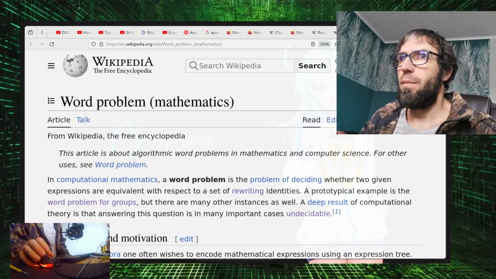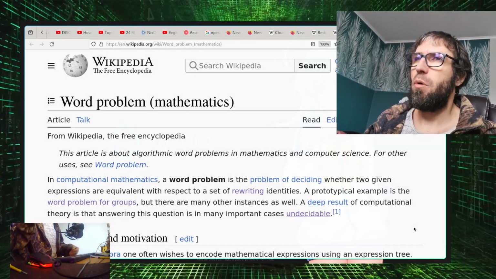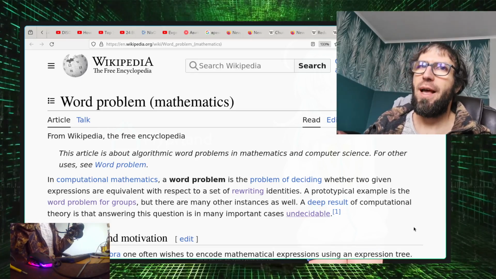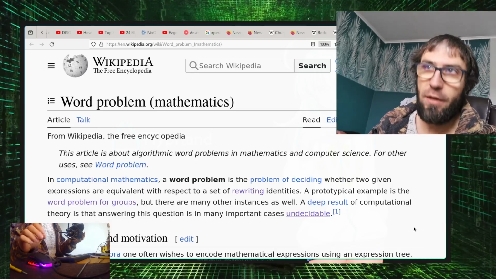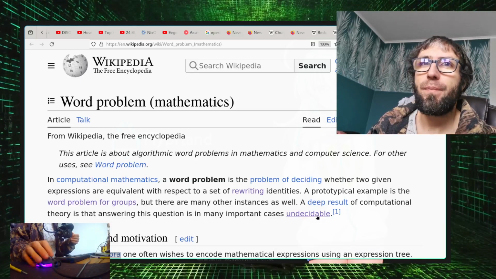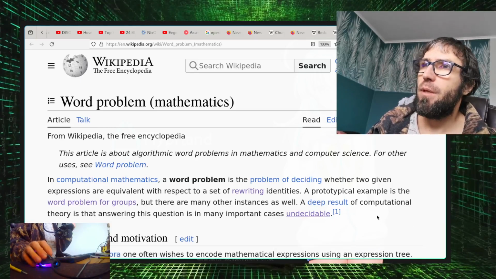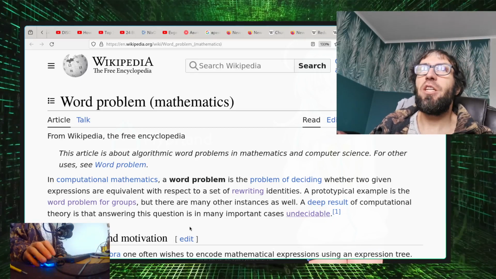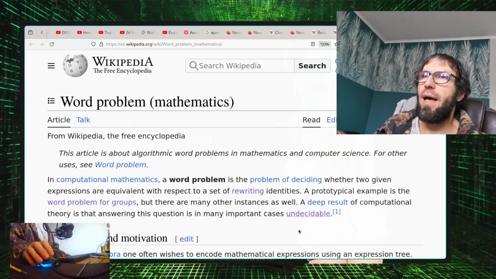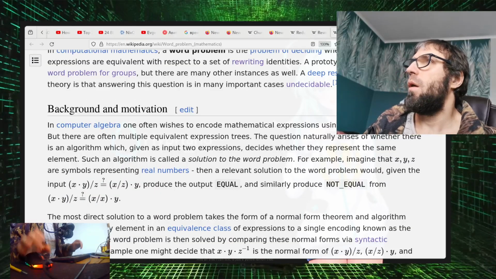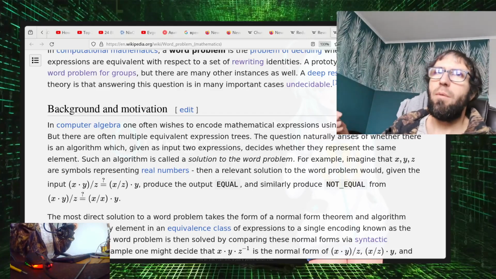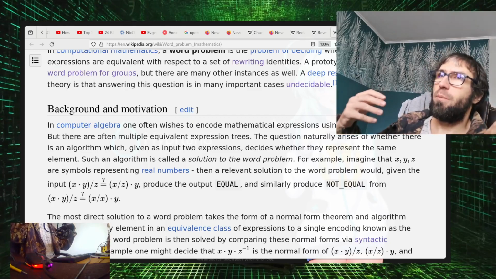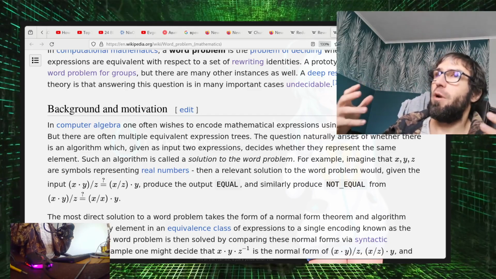The word problem in computational mathematics is the problem of deciding whether two expressions are equivalent with respect to a set of defining identities. A deep result of computational theory is that answering this question is in many important cases undecidable. For example, in computer algebra, one often wishes to encode mathematical expressions using an expression tree.